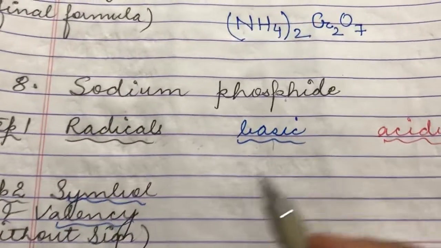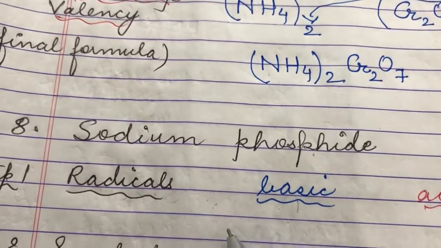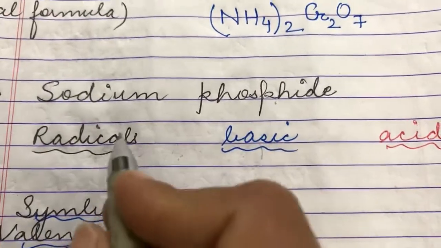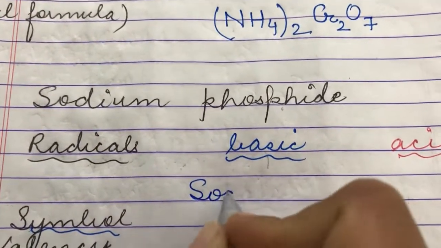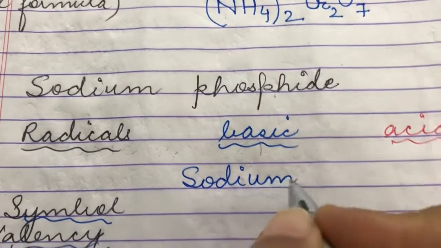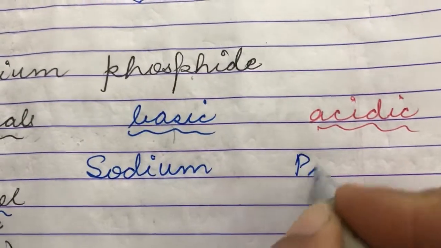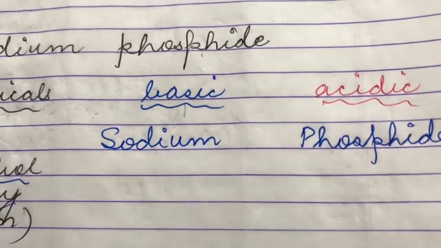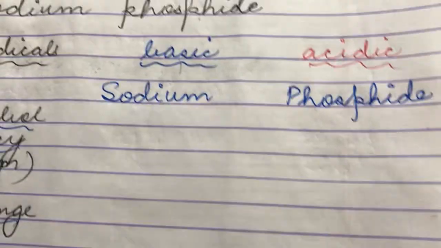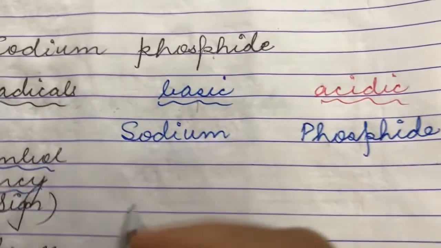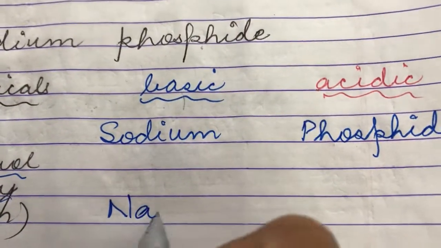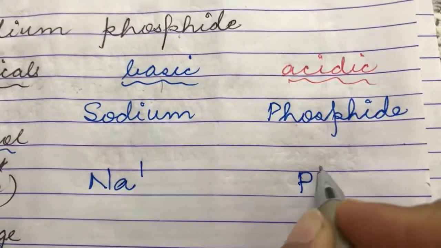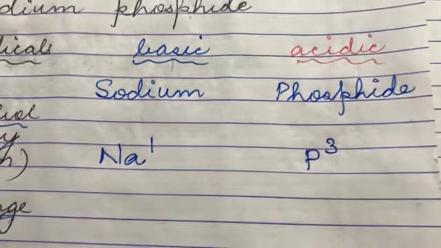And finally, we come to the last question for today, that is sodium phosphide. This is the last question which I'm going to discuss. Basic radical present in sodium phosphide is sodium, and the acidic radical present here is a phosphide. Children, please remember, do not get confused with phosphate. It is known as phosphide. Symbol of sodium is Na. Its valency is 1. Symbol of phosphide is P. Its valency is 3. From phosphorus, we get phosphide.